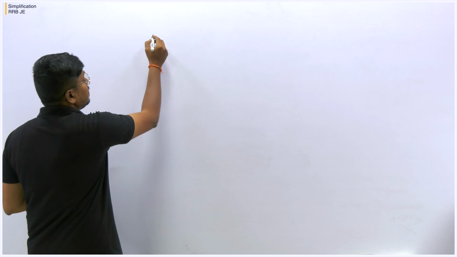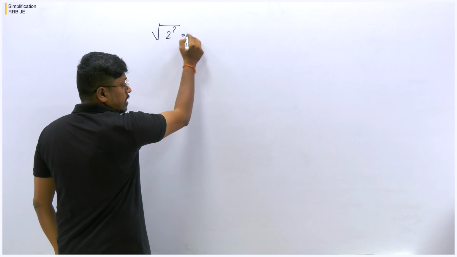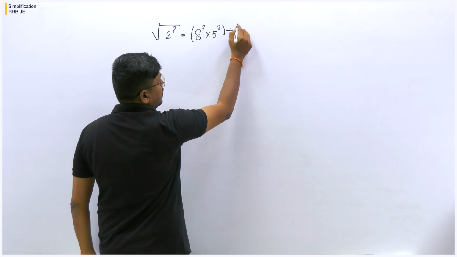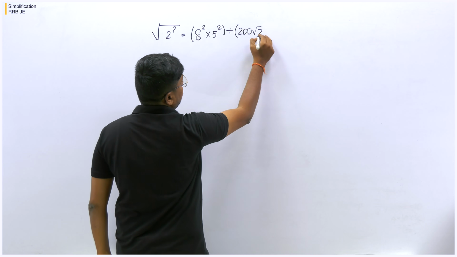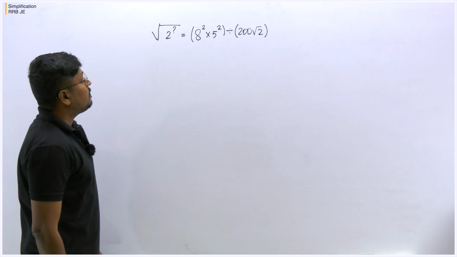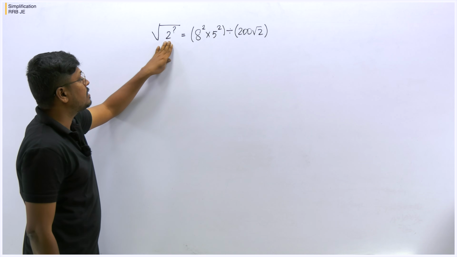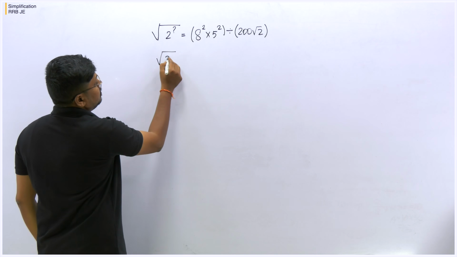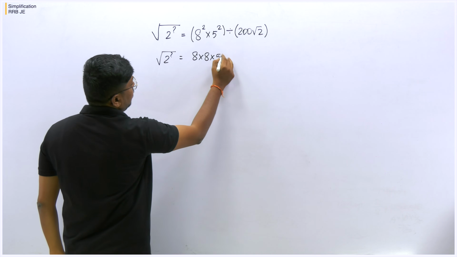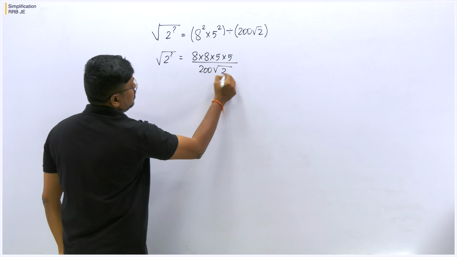So here is the last question. The square root of 2 power question mark is equal to 8 square into 5 square, divided by 200 square root of 2. Right? So this is the question they have given. We have to find 2 power question mark, and it is inside the square root. First let me keep this left hand side as it is, 2 power question mark. So this will be 8 into 8 into 5 into 5, divided by 200 square root of 2.